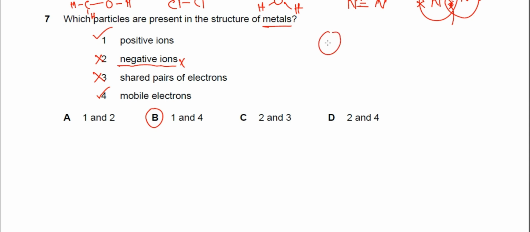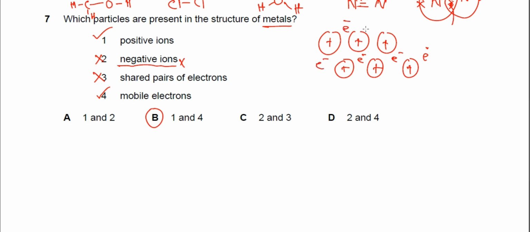You see, in metals we have positively charged ions or cations, and in between these layers of positive ions, there are electrons. You can see easily. So they are negative, but they are not ions. So only positively charged ions, we can label it. These are positively charged ions, and these are the free or mobile electrons. Understood? So only these 2 particles are there, not all. Is it clear?